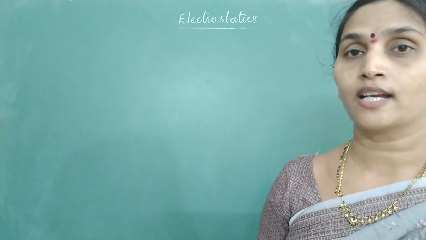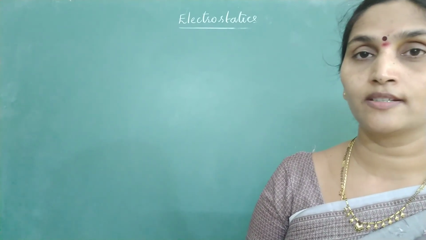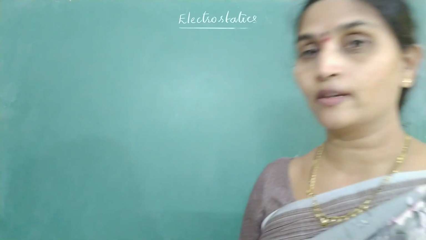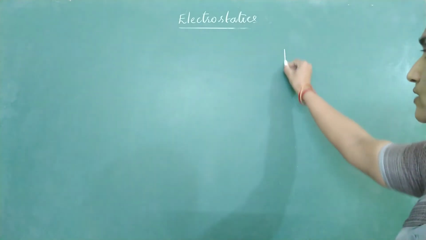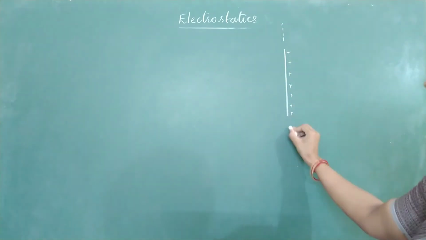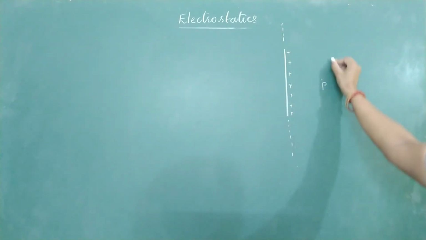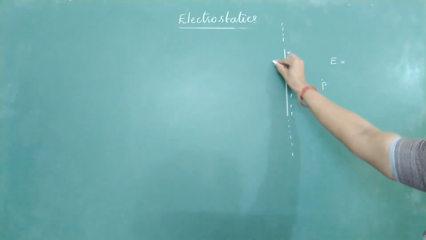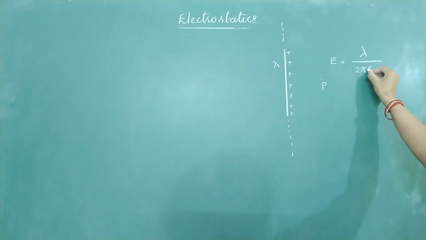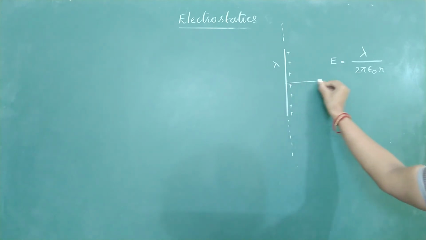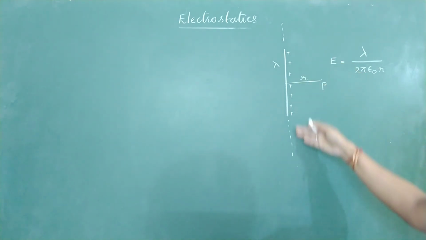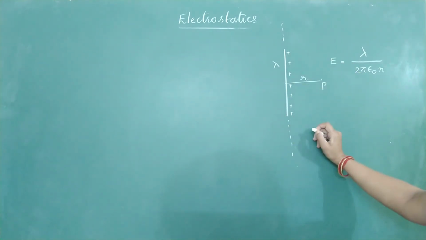Then we have applied Gauss law for continuous charge distribution, like linear charge distribution, surface charge distribution and volume charge distribution, and we have evaluated the electric field. Remember the formula? What is electric field due to an infinite linear charge distribution at the point P? We know electric field is given by the relation, if the linear charge density is lambda, E is equal to lambda by 2 pi epsilon naught r, where r is this perpendicular distance. So this is how you can find electric field for an infinite long linear charge distribution.